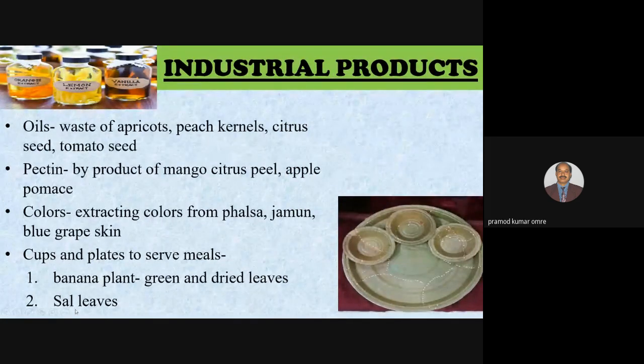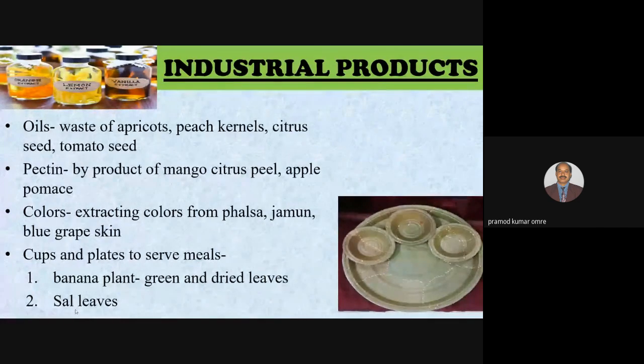Industrial products are also there. In case of value addition, it comes under waste utilization of the product. Leaves and stems are waste material, as are forest waste, vegetable waste, or food waste. So we can utilize these waste materials in different forms.